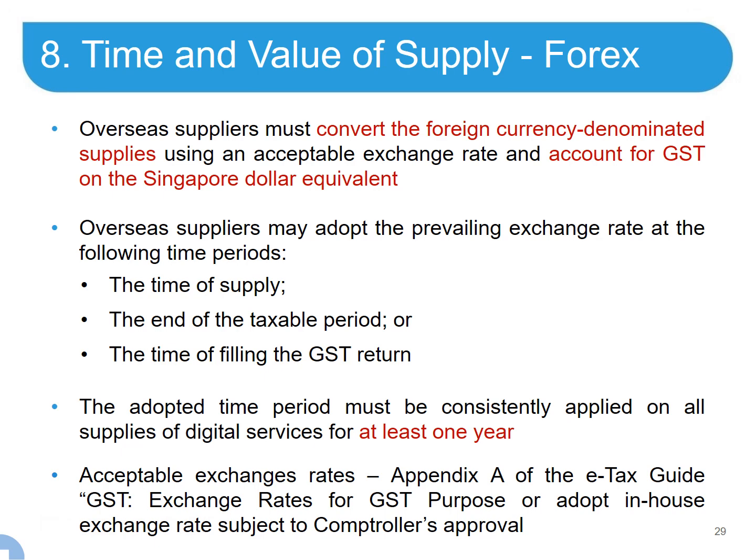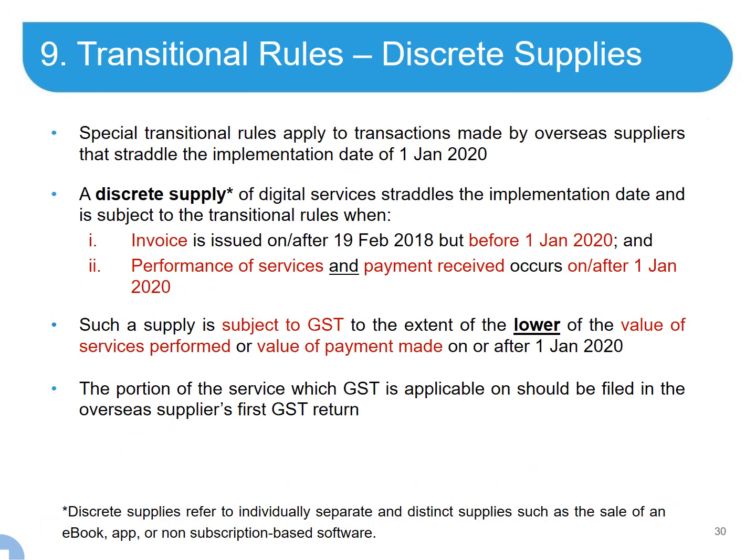The sources of acceptable exchange rates are stated in Appendix A of the e-tax guide, GST exchange rates for GST purpose. Alternatively, overseas suppliers may write in for approval to adopt in-house exchange rates based on other sources, as stated in the e-tax guide. We will now explain the special transitional time of supply rules that apply to transactions made by overseas suppliers that straddle the implementation date of 1st January 2020.